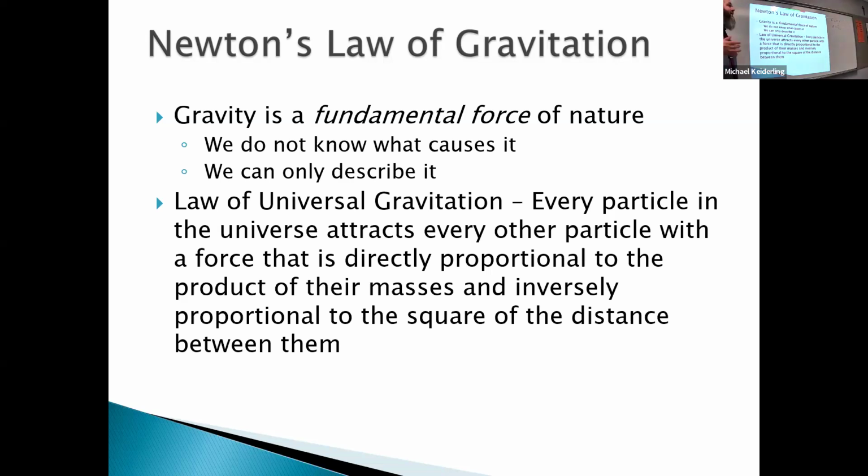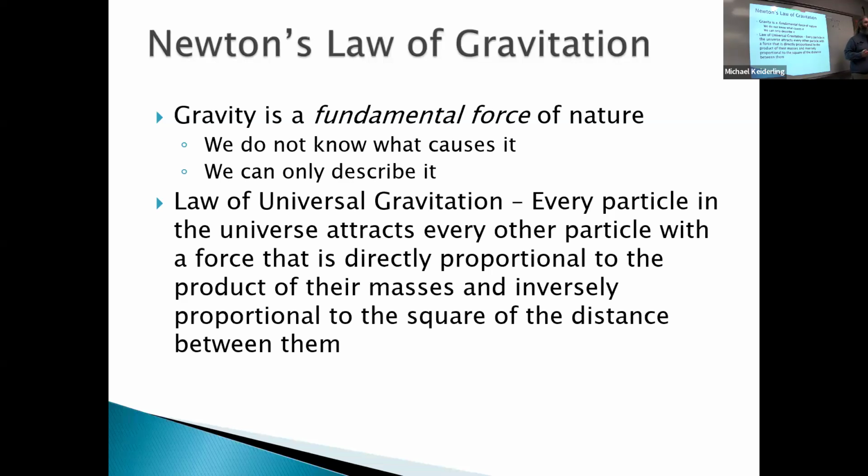In fact, the one that we understand the least is gravity. We don't know what causes gravity at some fundamental level. We can only describe it. So the law of universal gravitation is Newton's description of how gravity works. This works for moderately sized objects. When you start to get into extremes, you have to use general relativity to correct for things. But we're not going to do that.